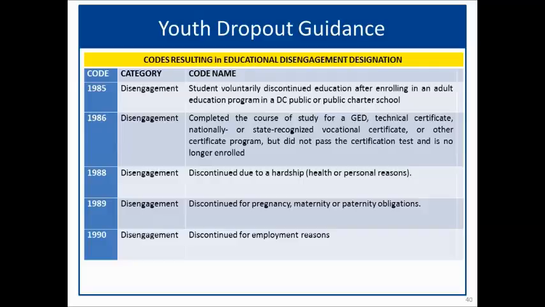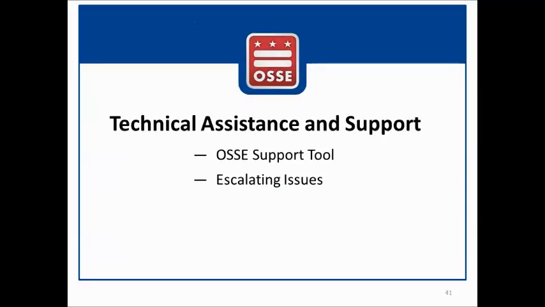And it goes on to even more disengagement codes. So in hardship, employment reasons, any reason that a student has left a degree granting program, but they're still eligible, is generally considered a youth dropout. So we really want to capture that accurately. Be aware as you're using these codes in terms of how they're captured.